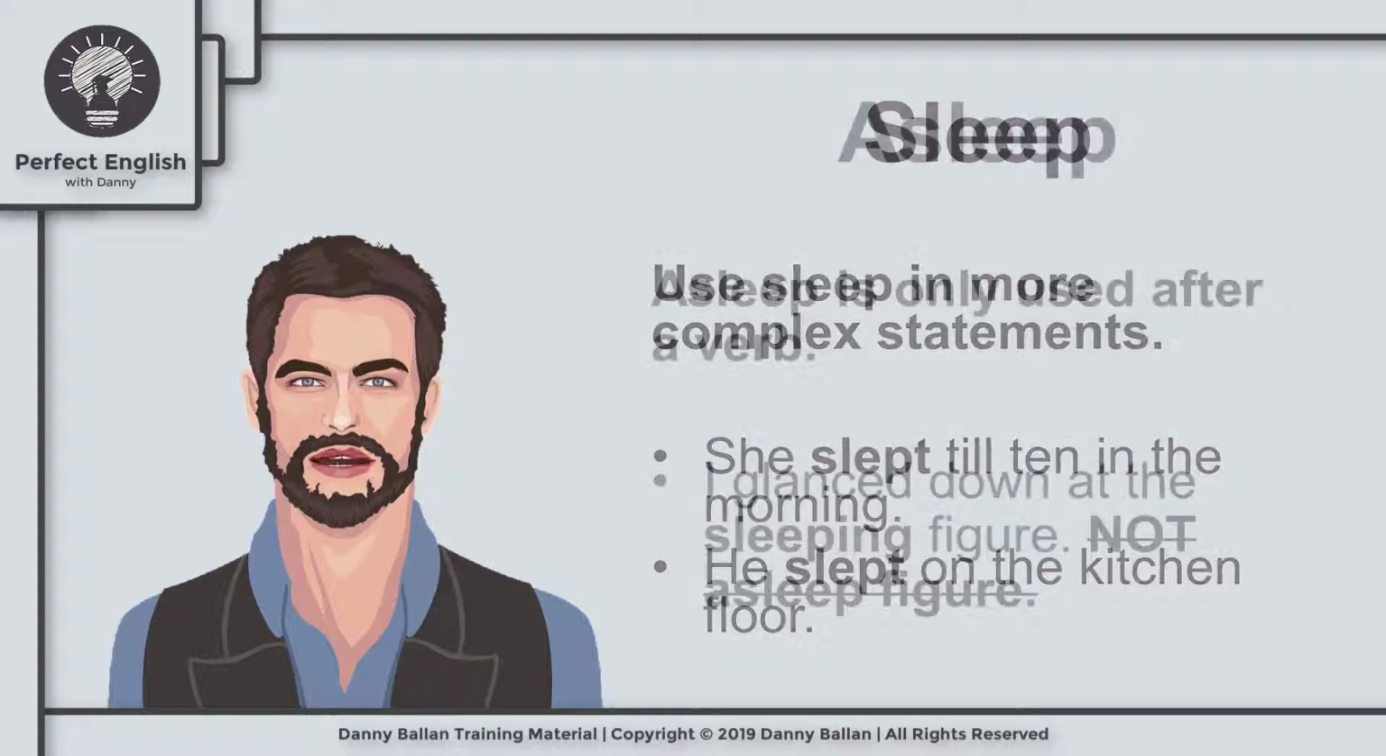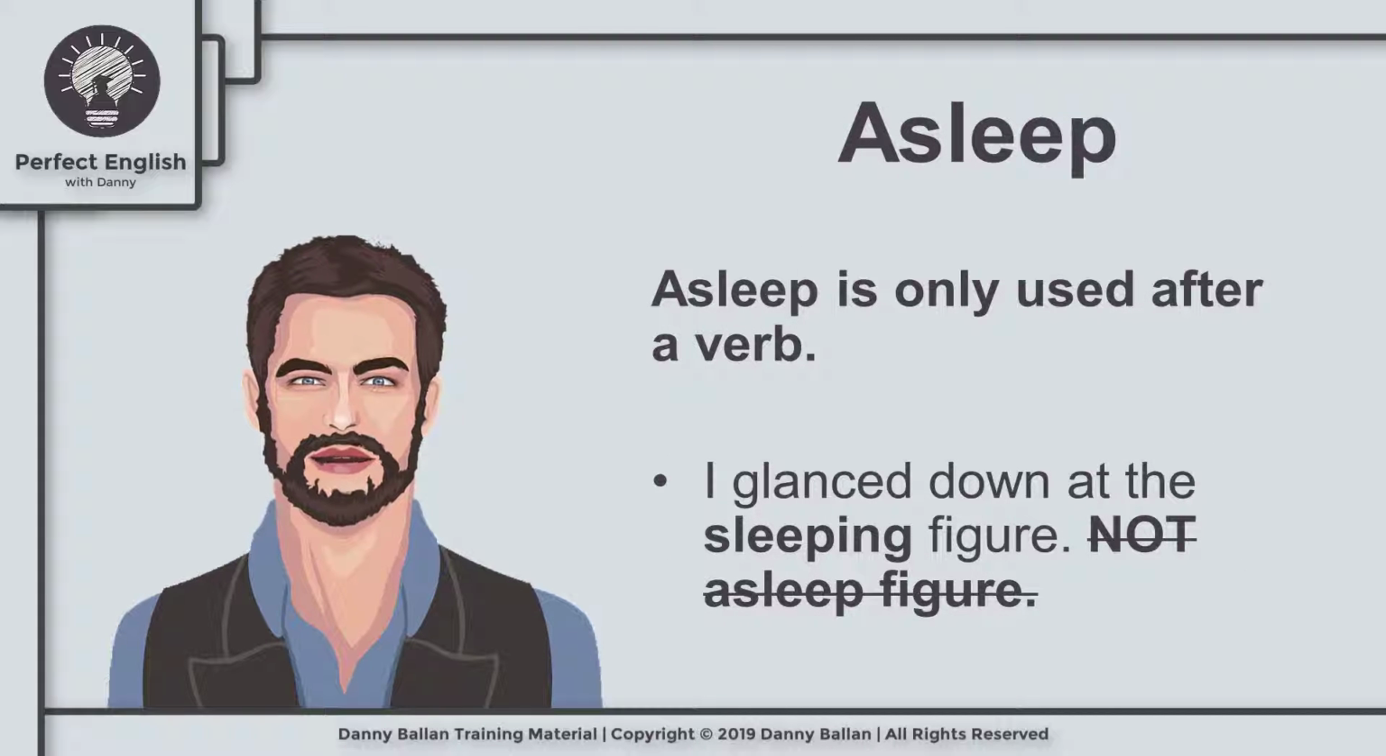Pay attention, asleep is only used after a verb. You do not use it in front of a noun. You do not, for example, talk about an asleep child. Instead, you use sleeping. We say, for example, I glanced down at the sleeping figure.